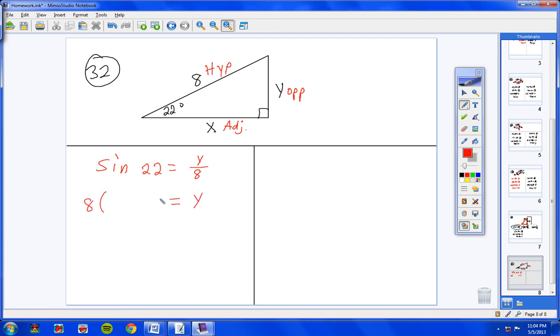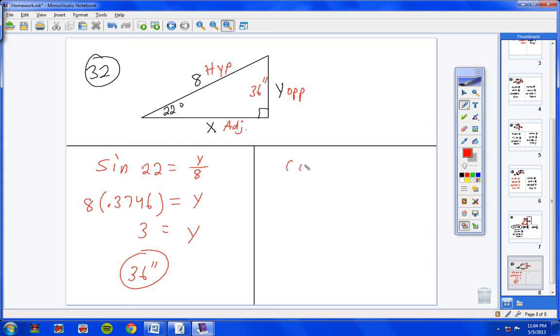Multiply the left side by 8, and you have 8 times sine of 22. Sine of 22 is 0.3746. Multiply those two numbers together, and you're left with 3. 3 equals y. Now it did say, okay, that's feet. 3 feet. This is 8 feet. This is 3 feet. It did say they wanted your answers in inches. Well, if you have 3 feet, how many inches is that? 36 inches. So there's your answer. So y here is 36 inches.